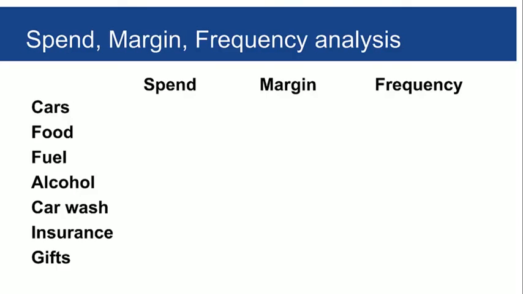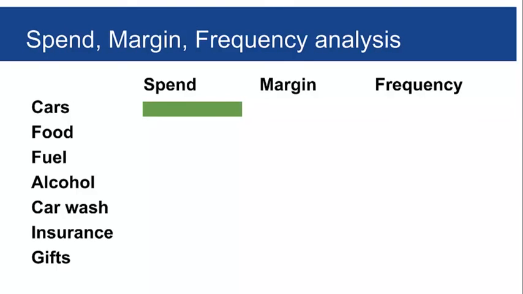Like cars and food and fuel and alcohol, for people who like a drink, getting their car washed. What about insurance and also gifts? So which of these things do we think are the most attractive sectors for Facebook social marketing? And it may not be obvious. So let's look at these in terms of spend and margin, profit margin, and frequency, right?